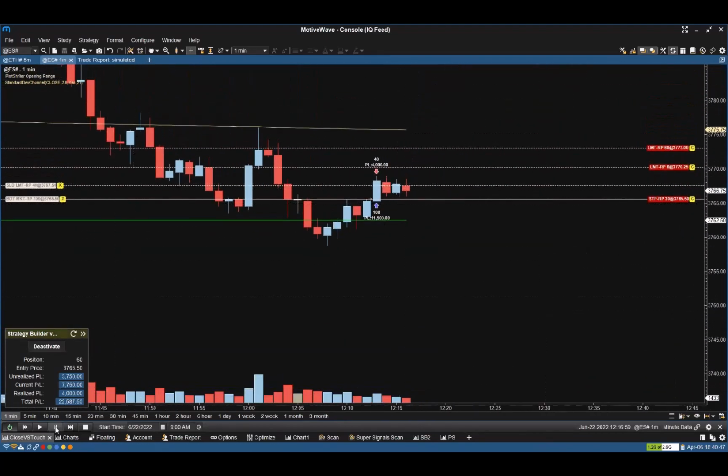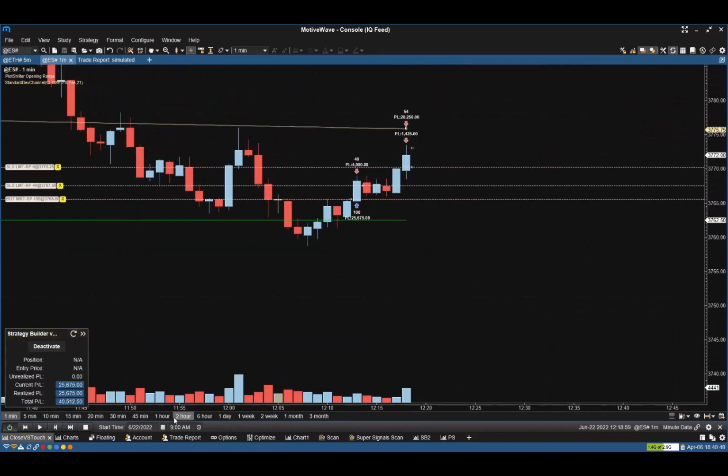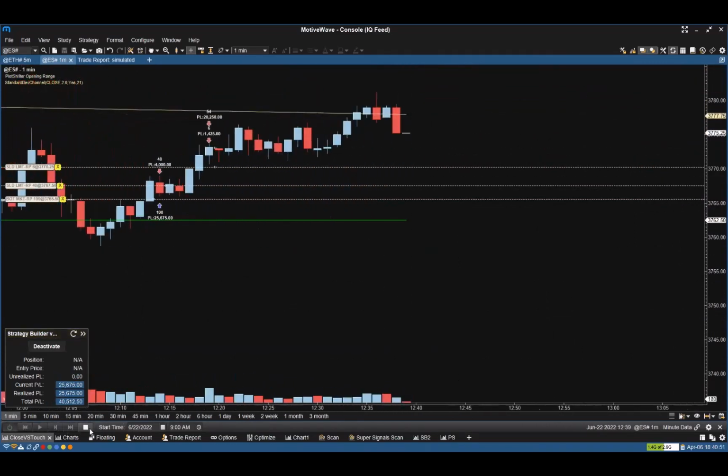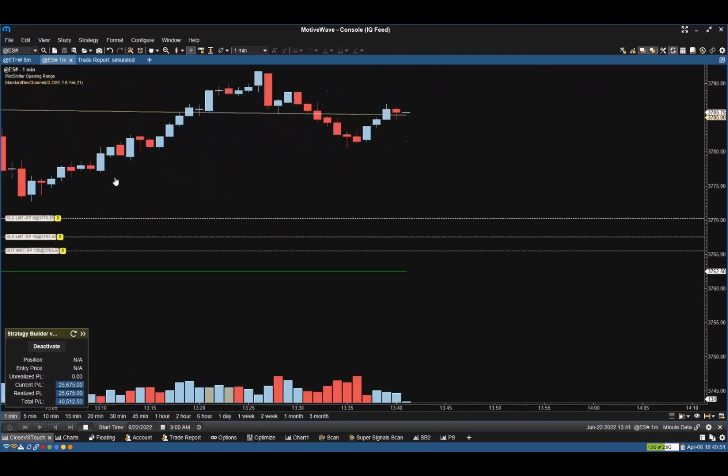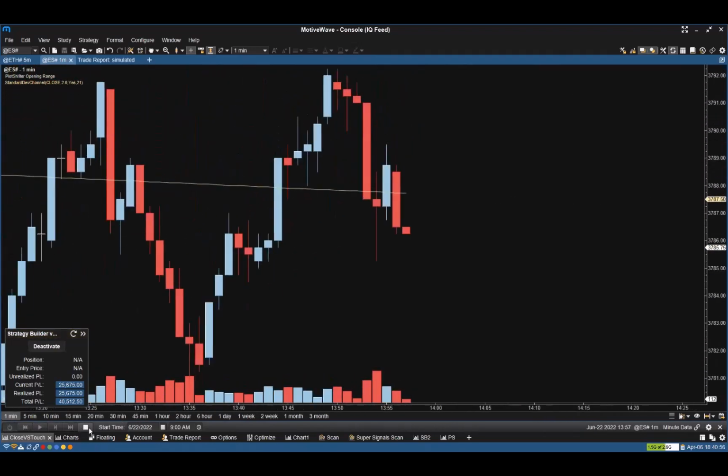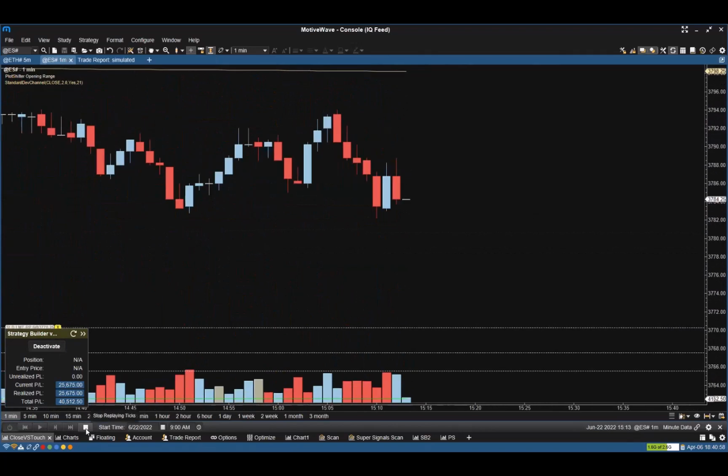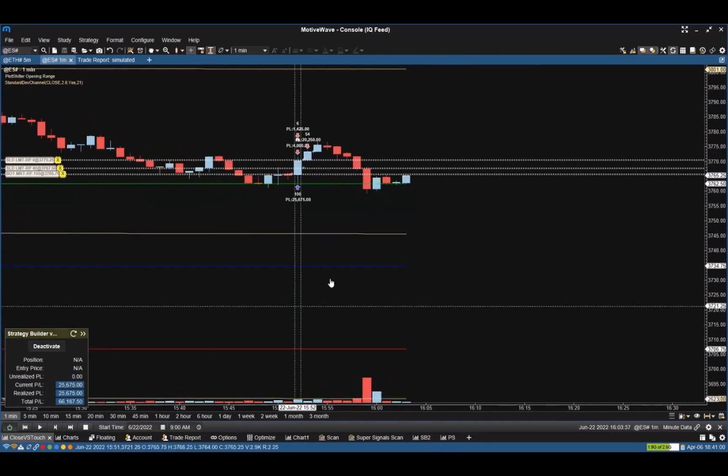We have our 2 targets here and our break even. We end up hitting our 2 targets. Okay, so these have been fast trades so far. Let's let it run a little bit and see if we get a new day with a new range. Maybe we'll get some slower moving trades.